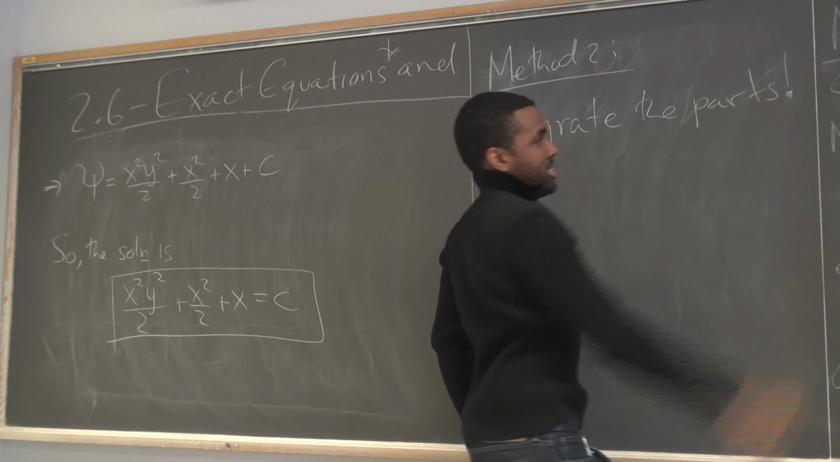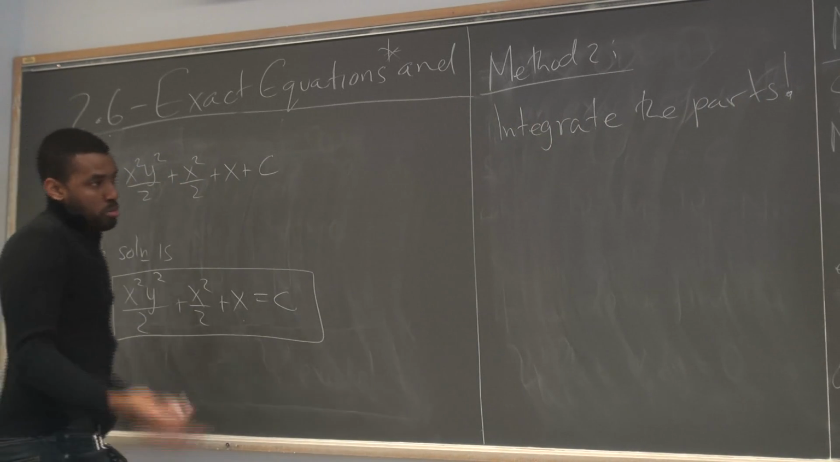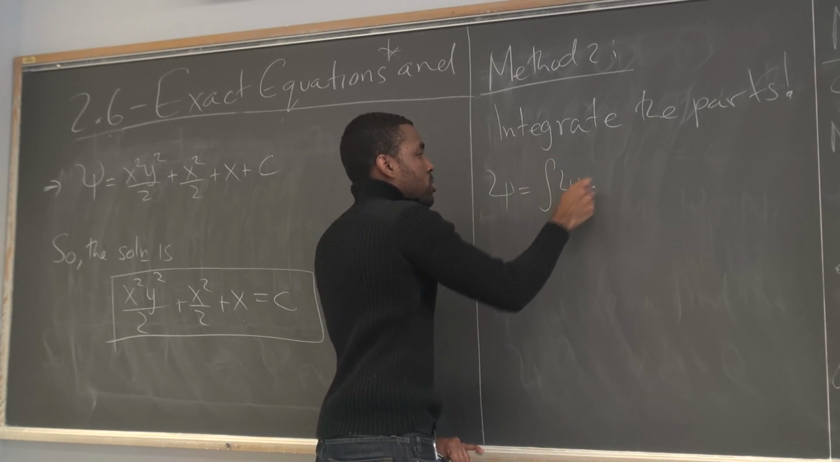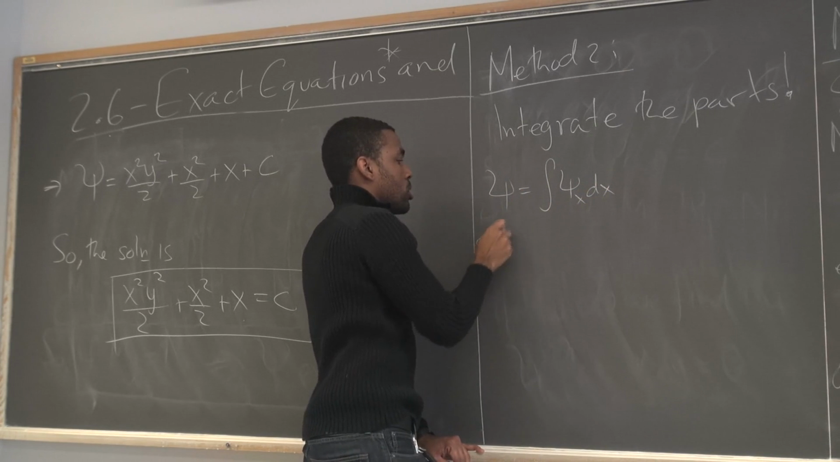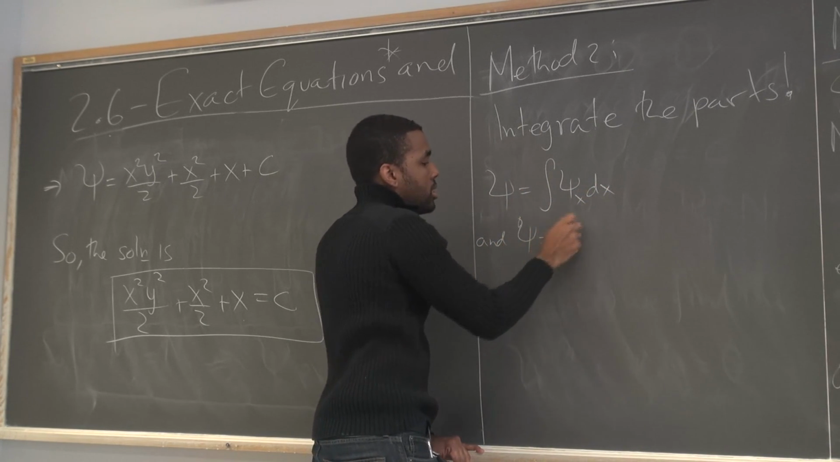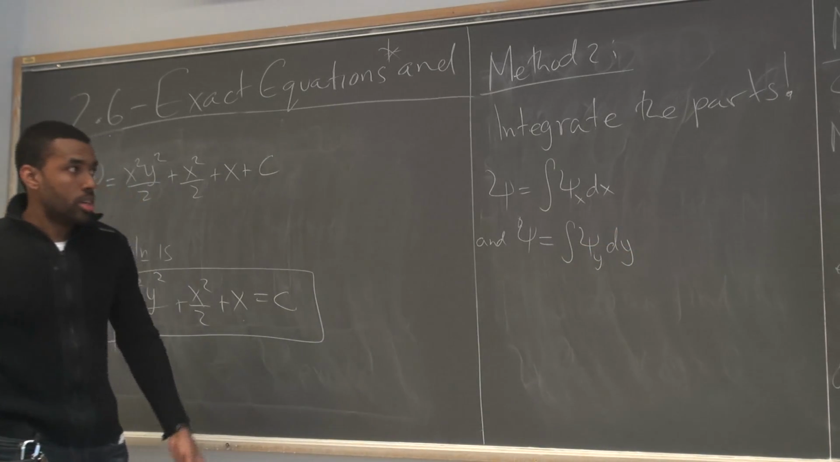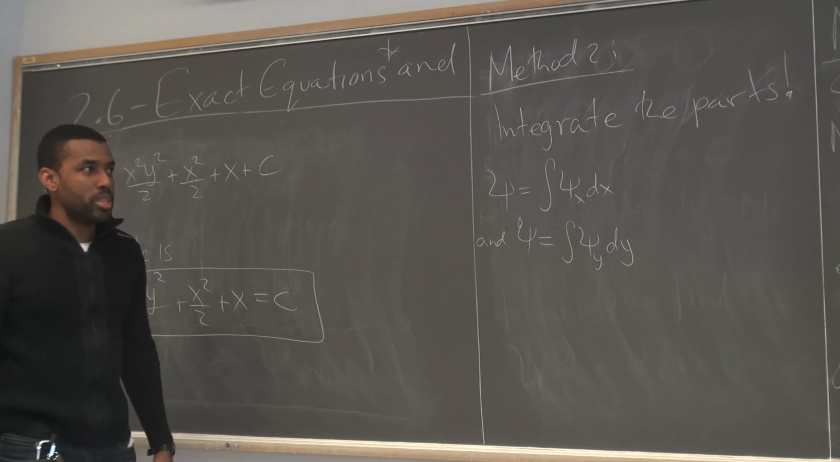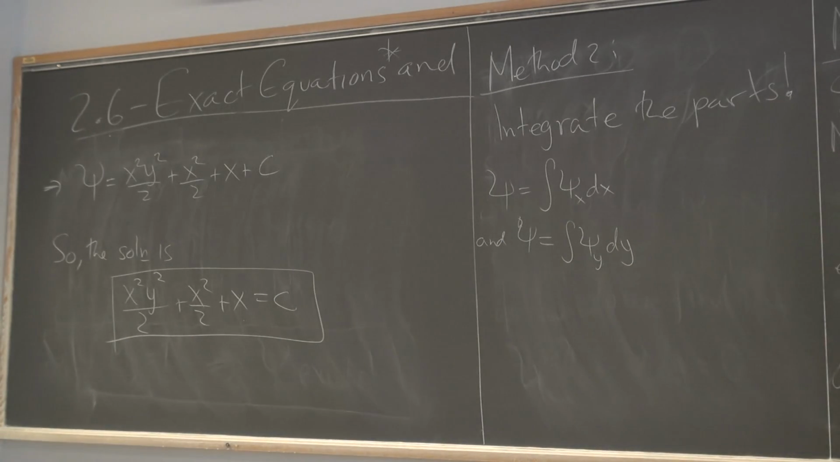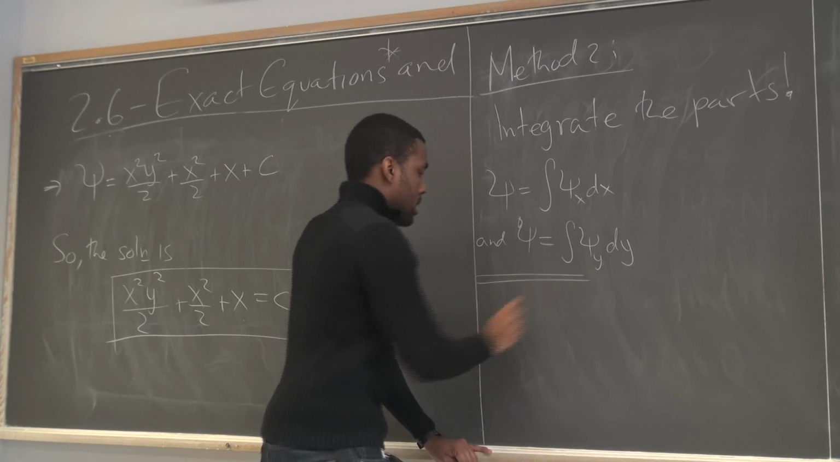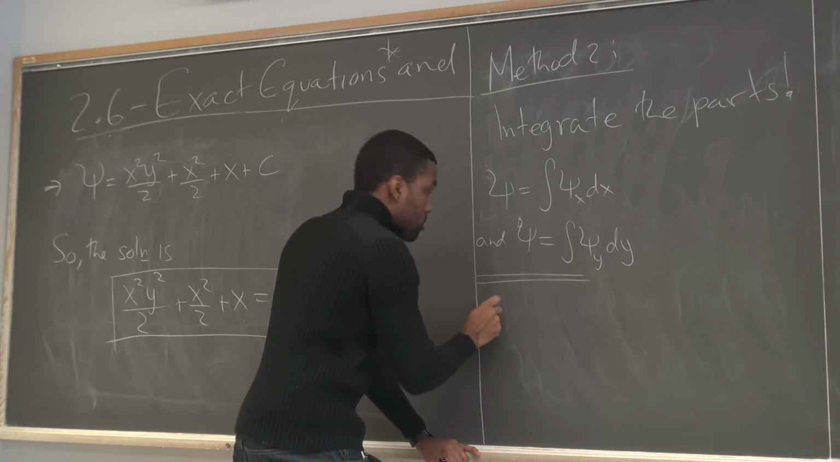This just involves integrating the parts. Basically, I know that psi is the integral of psi x with respect to x, and I also know that psi is the integral of psi y with respect to y. That makes sense. So all I have to do is go through all the integrals and figure out all the pieces as I pick them up. So let's do that method. So in this case, maybe I should rewrite it.